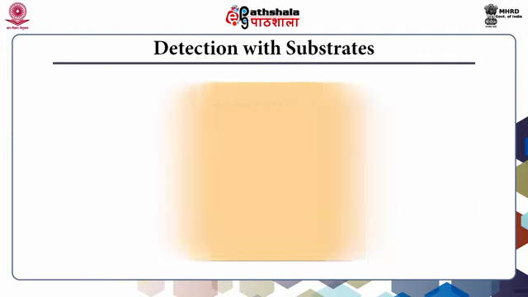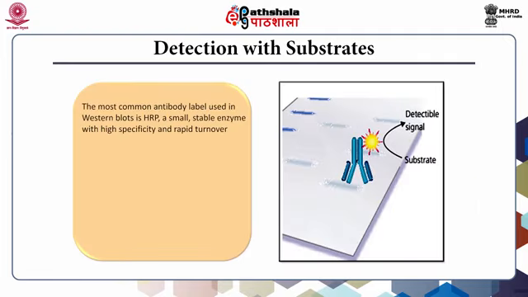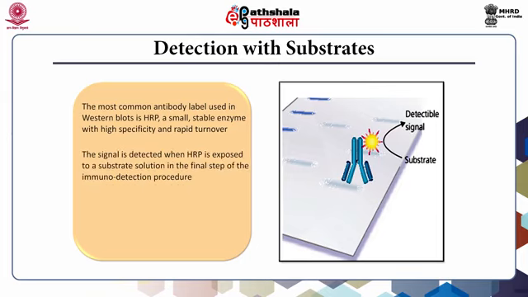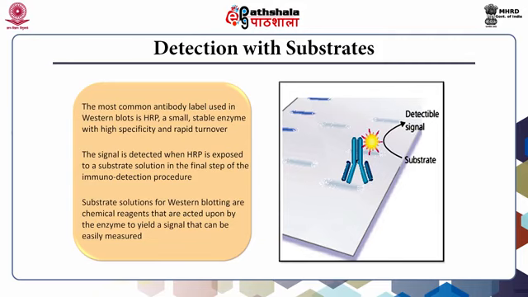Detection with substrates. The most common antibody label used in Western blots is HRP, a small stable enzyme with high specificity and rapid turnover. The signal is detected when HRP is exposed to a substrate solution in the final step of the immunodetection procedure. Substrate solutions for Western blotting are chemical reagents that are acted upon by the enzyme to yield a signal that can be easily measured.